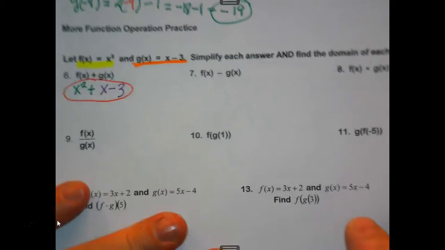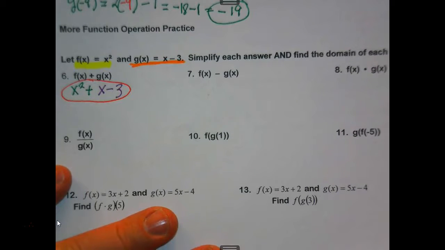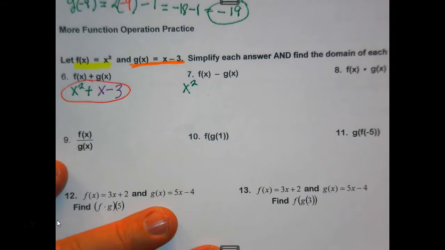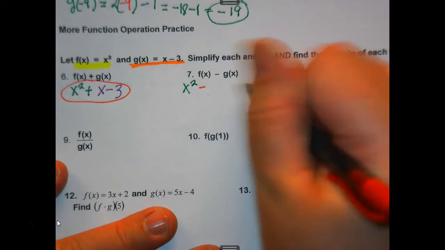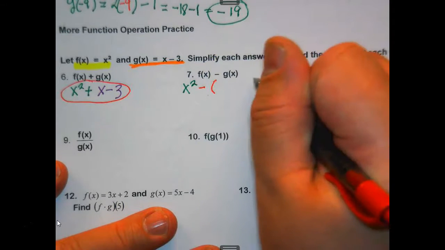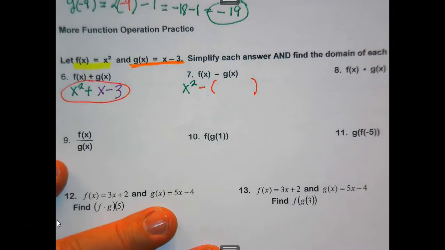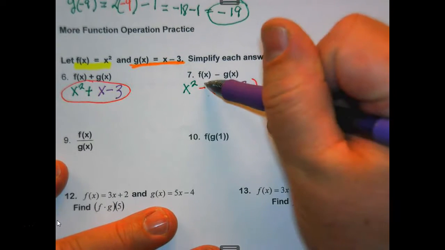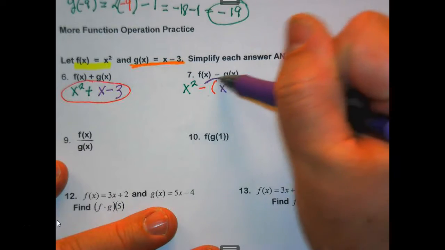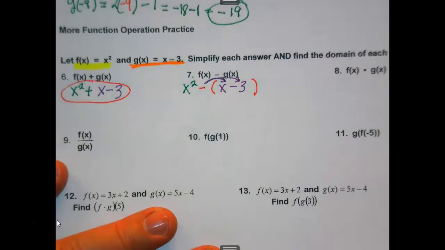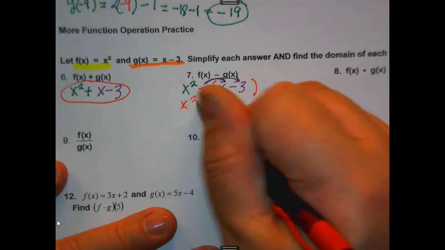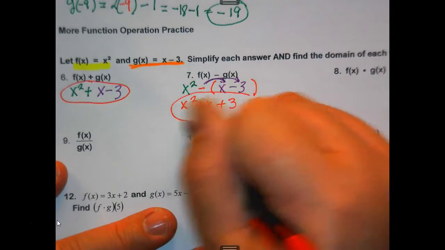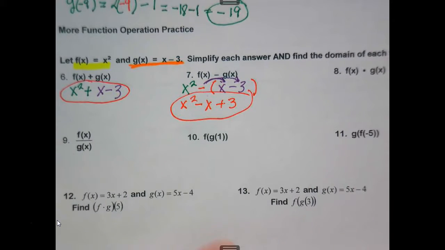Okay, number 7. The f of x, which is x squared. This time I'm subtracting, so I'm going to need to put parentheses around my g of x, which is x minus 3. Yep, I have to distribute the minus sign. So I get x squared minus x plus 3. Nothing to combine. I'm done.